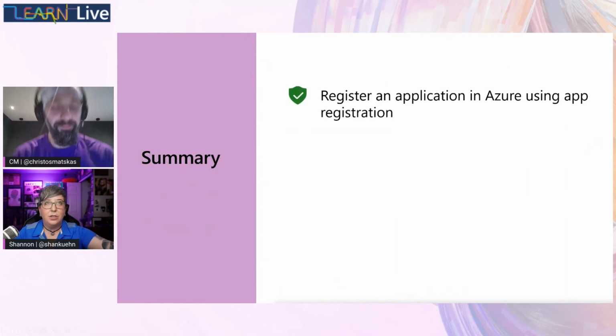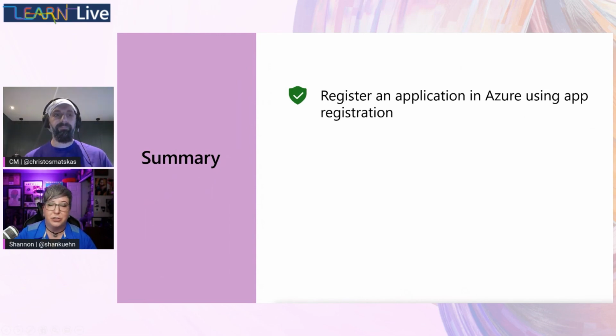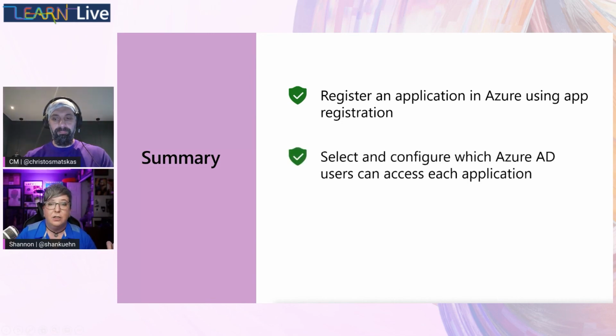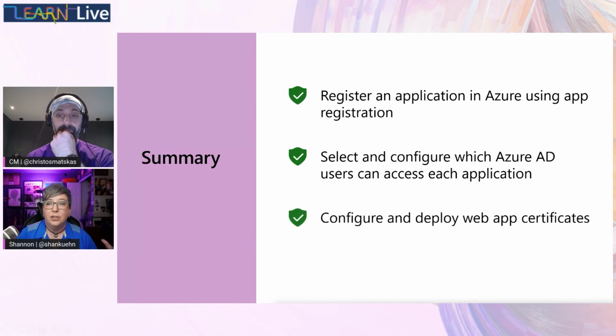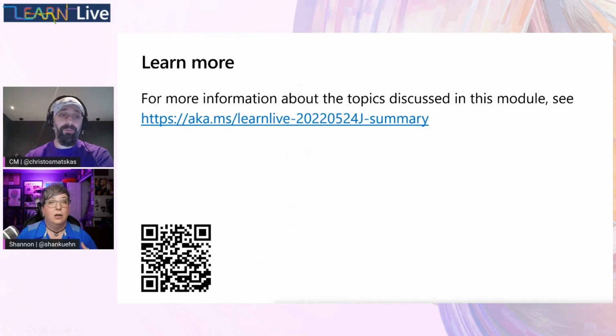Okay, so you learned how to register an application in Azure using an app registration. Pretty straightforward. There's extra things you can think about as you configure it. You can now select and configure with Azure AD which Azure AD users can access each application. You can also think about how to configure and deploy web app certificates. And we didn't go terribly deep on this one, but there's a bunch of documentation out there. Or you can reach us on the show and learn.